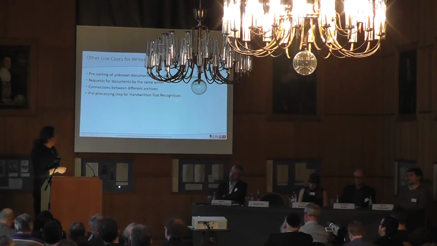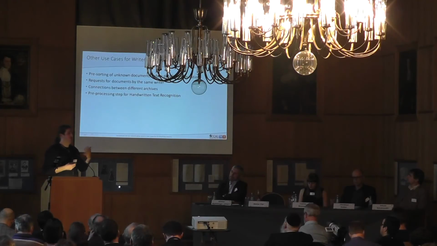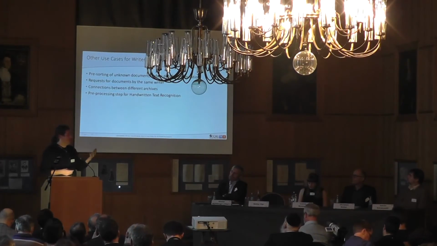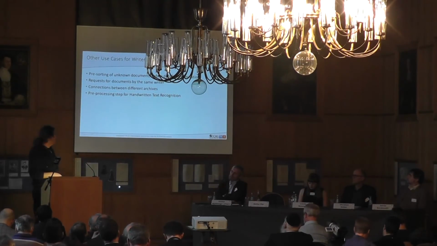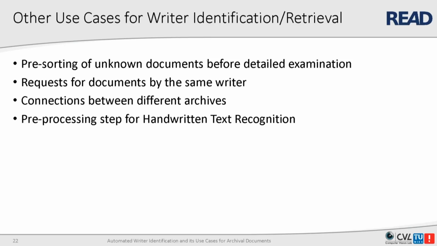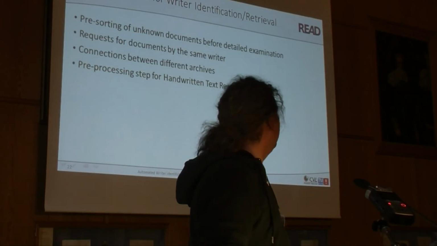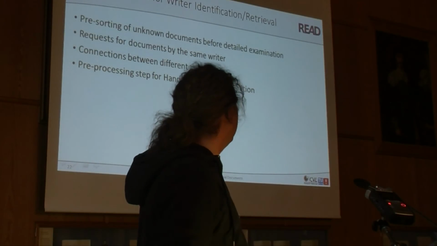Some modern applications, for example, are ransom letters and threat letters handled by the police, or also a connection between different archives. So if we want to know if this archive also has a text written by the same person. Another possibility, which is also the connection to the morning session, is to use it as a pre-processing step, for example, for handwritten text recognition. We can identify the writing style, and then we can apply the correct model to this handwriting for text recognition.